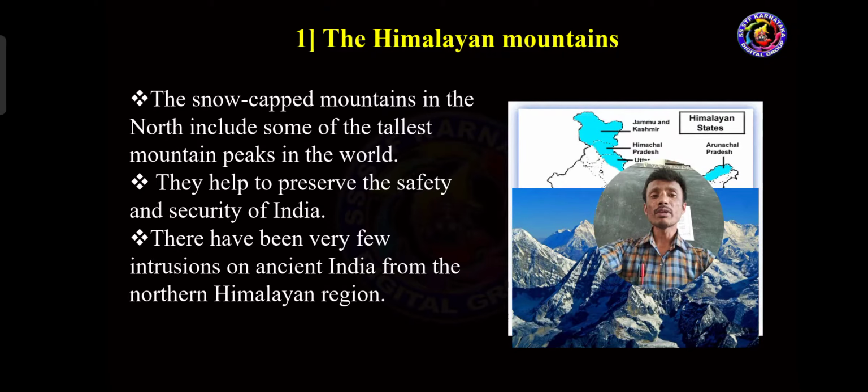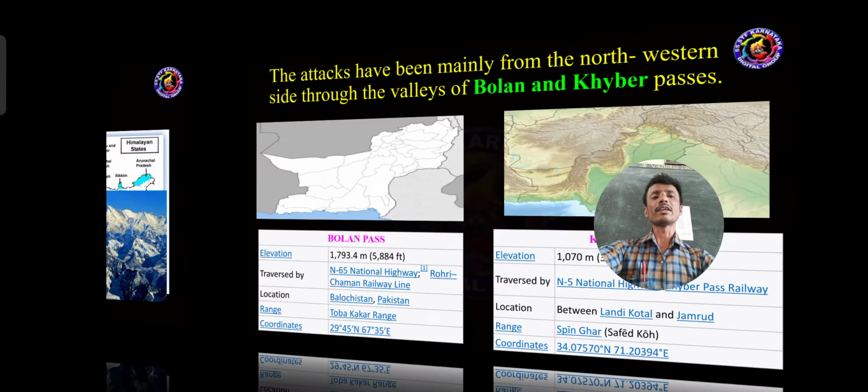There have been very few intrusions on ancient India from the northern Himalayan region. For example, most of the people who occupied India used only the northern part. For example, the Mughals, got it? They came to India through the northern part only. So there have been very few intrusions on ancient India from the northern Himalayan region.